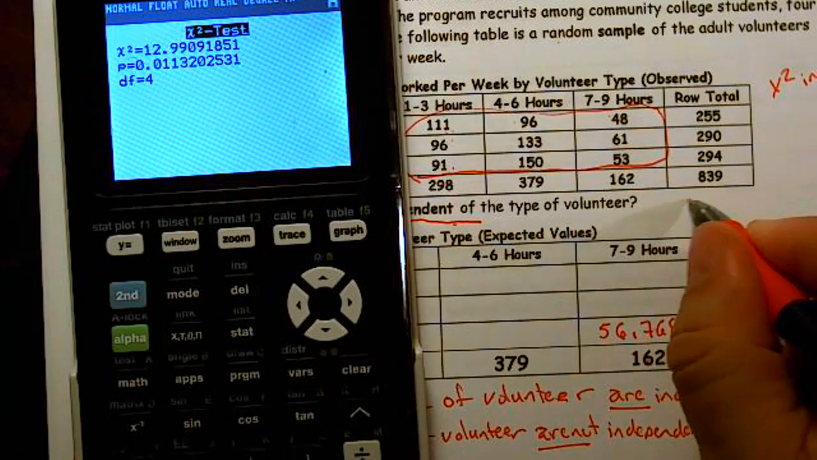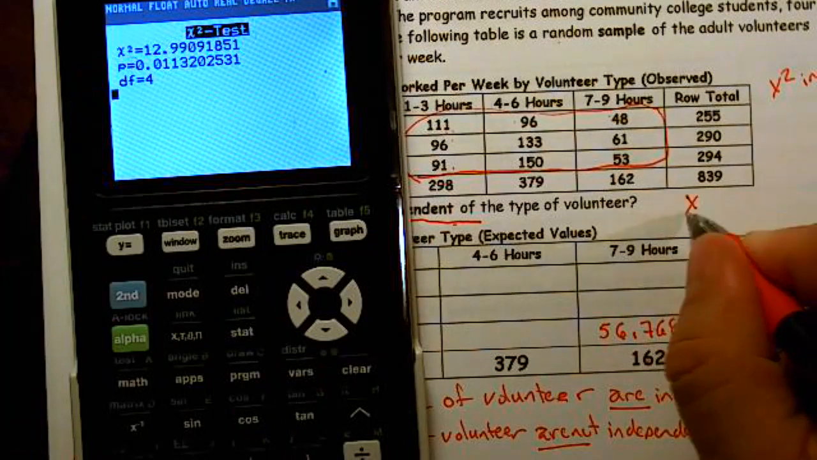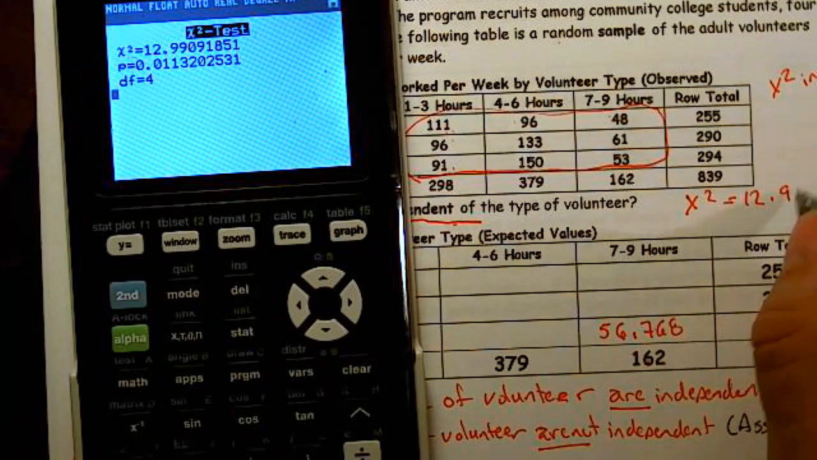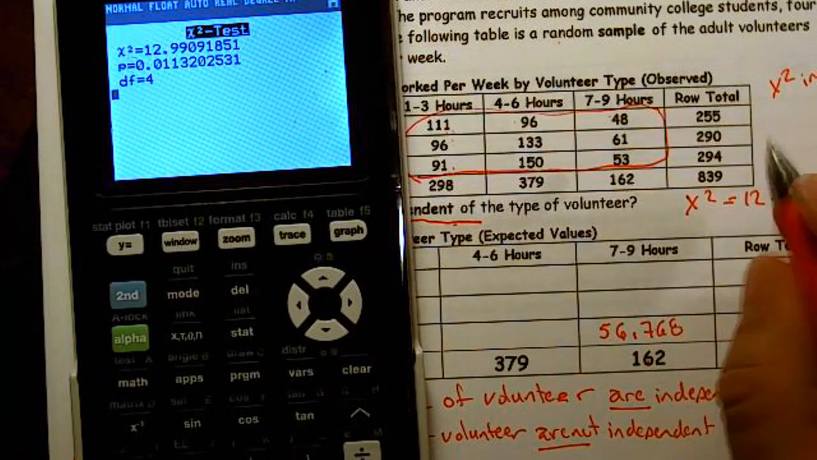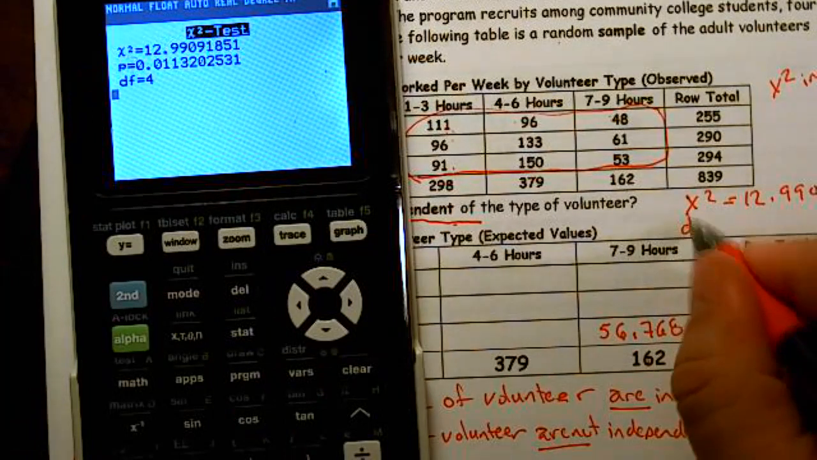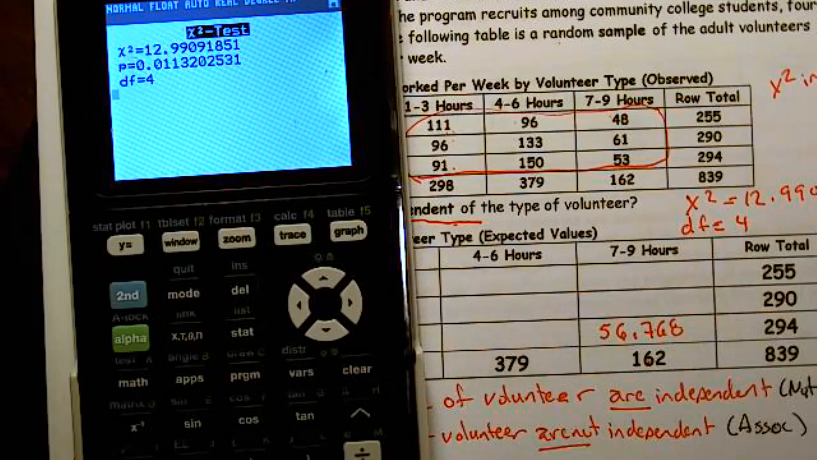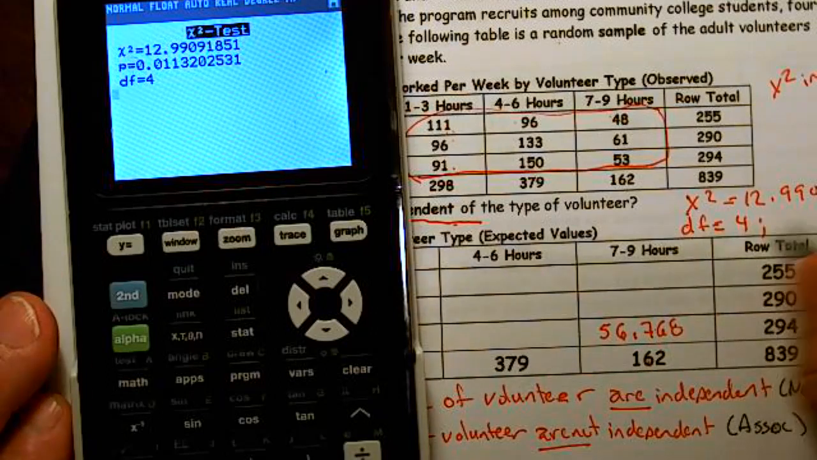We're going to write down some information right now so we don't have to come back here. We end up having a chi-squared value of 12.9909. We also have degrees of freedom, which they told us is 4. I haven't shown you how to calculate that yet, but I will. And we end up with a p-value of 0.0113.